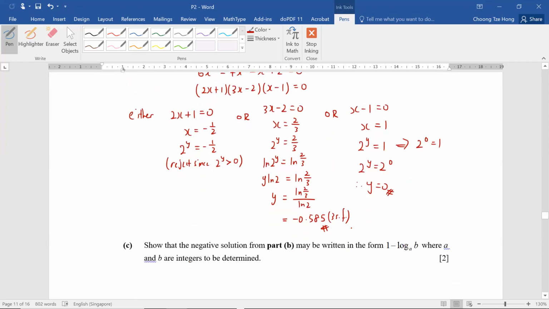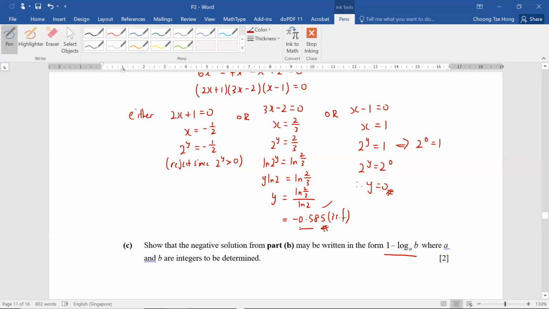The last part of the question is interesting and a little bit unusual, but don't be afraid of doing unusual questions, all right? Show that the negative solution from part B. In part B, we have two solutions, right? One is y equals to 0. So which one is the negative solution? This one. They want you to show that this negative solution can be expressed in this form where a and b are integers to be determined.